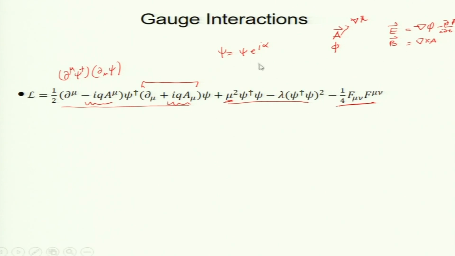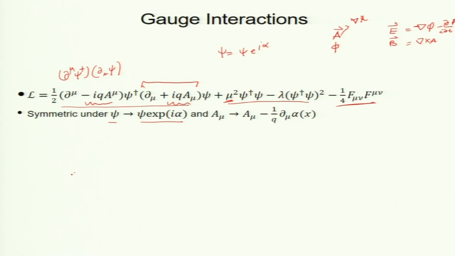So, the transformation, this is very nice: psi goes to psi e to the power i alpha, and A mu goes to A mu minus gradient of alpha. If I do this, then my Lagrangian is unchanged. We can do it easily, so let us look at this part.